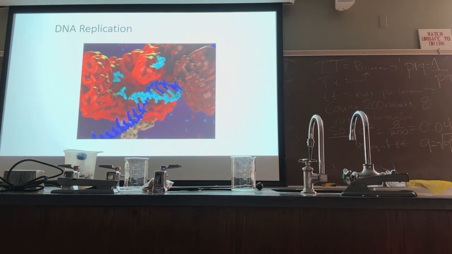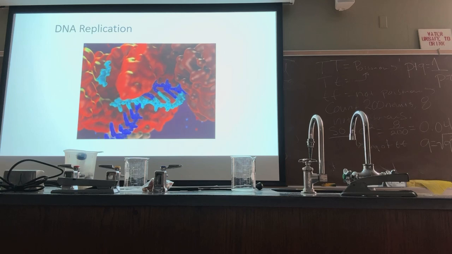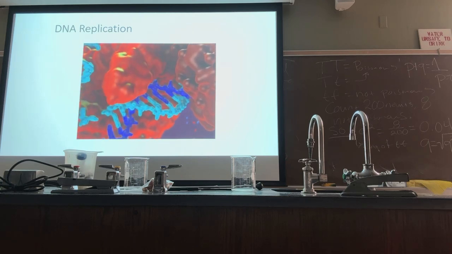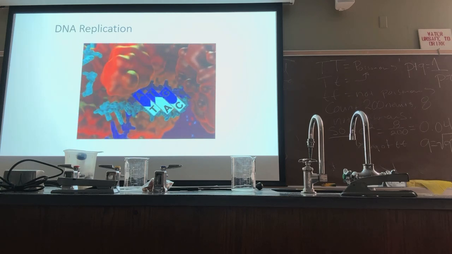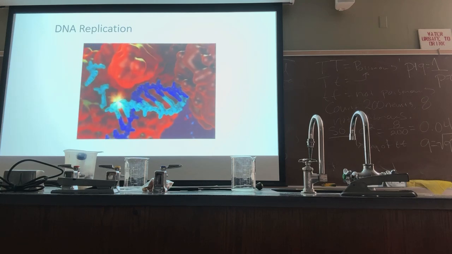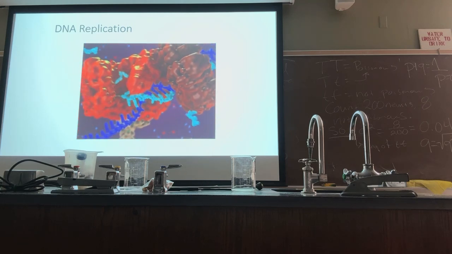DNA polymerase builds a new strand of DNA by adding DNA nucleotides one at a time. Each new nucleotide must pair up with its complementary nucleotide on the parental strand. Adding new nucleotides works the same way on both the leading and lagging strands.